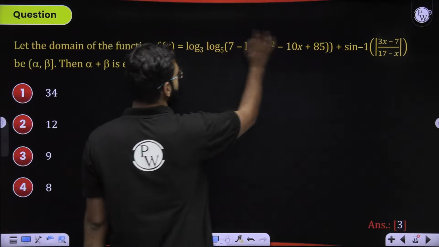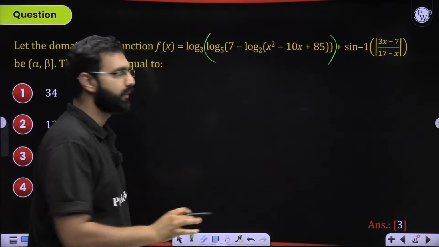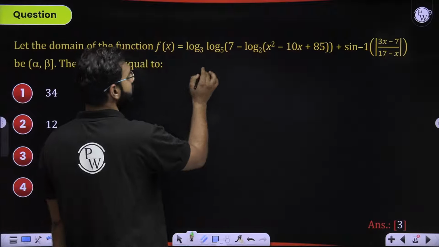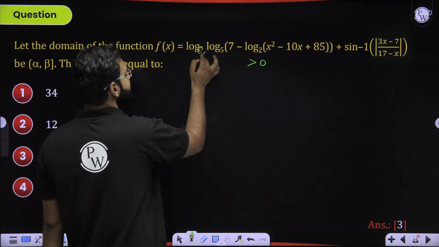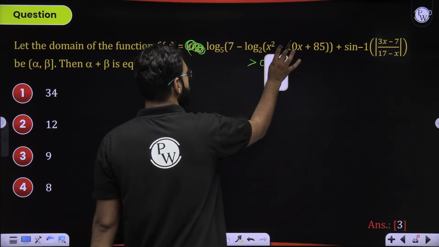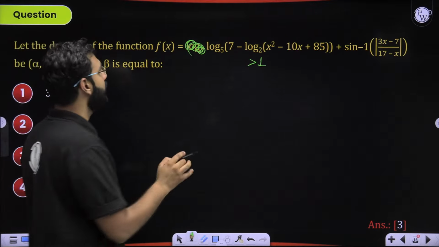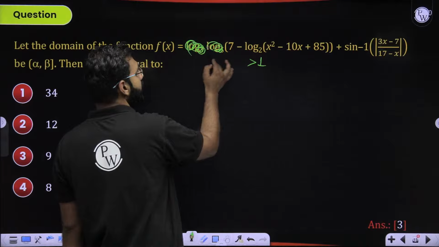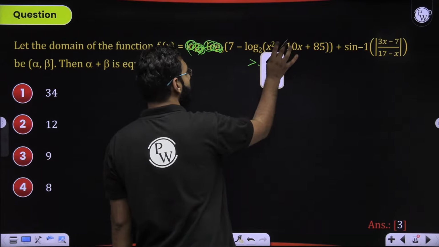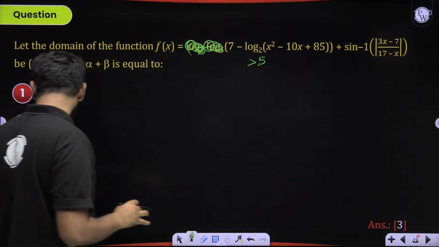So if I talk about this part, we all know that log of this should be greater than 0. If I write this to be greater than 0, the base is 3. So if I take the antilog, this should be greater than 3 to the power 0, which is 1. I hope I can do it directly like this. Then when I take the antilog here, again the base is 5. So I can say 5 to the power 1. So 5 to the power 1 means what? It will be 5.